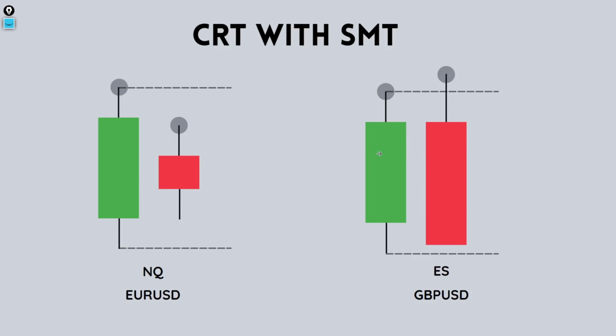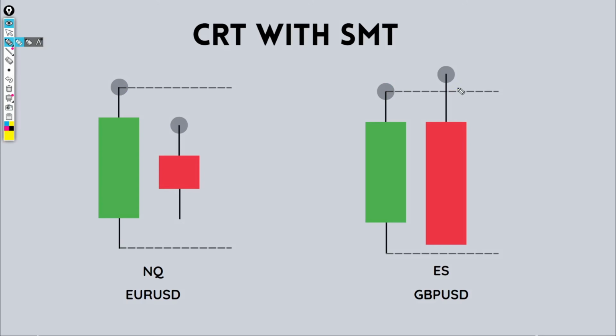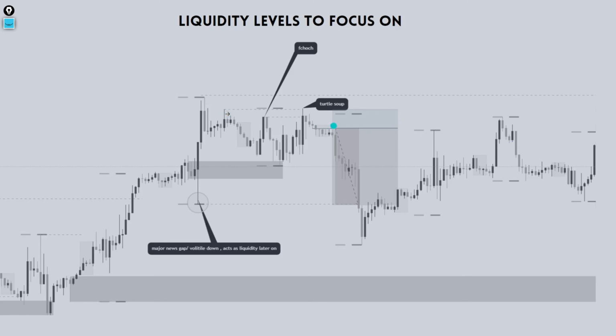Now, this is also a very good validation for your CRT models. It is the SMT. You see that NQ is creating this inside bar pattern. You'd want to then go check ES, see if ES is taking out the high. If ES is taking out the high, you want to be looking for that change in state of delivery pattern, where you can now look to target the range low or at least the 40% of that high time frame CRT model, okay? And here are the liquidity levels that I want to stress to you guys.